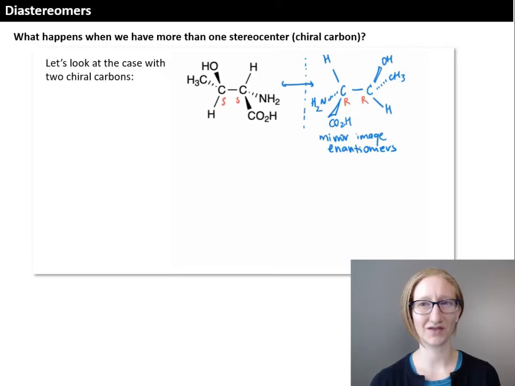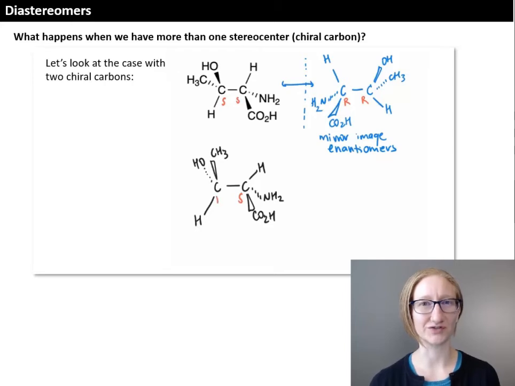We can also draw the isomer where only one of the two chiral carbons has changed configuration. And here I'll draw the case where the left carbon is now an R stereocenter and the right carbon remains unchanged. Now in this structure, we have two chiral centers. One is inverted, but the other is the same as in the original structure.